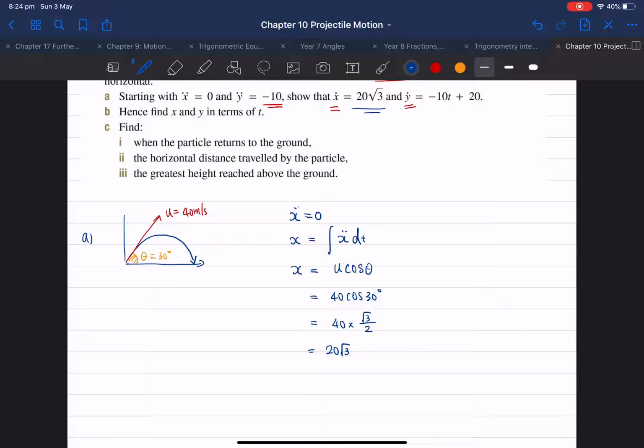Okay, all right. Oh, by the way, I made a mistake. That's x dot, not x, because once we integrate that, it's x dot, which is the velocity.